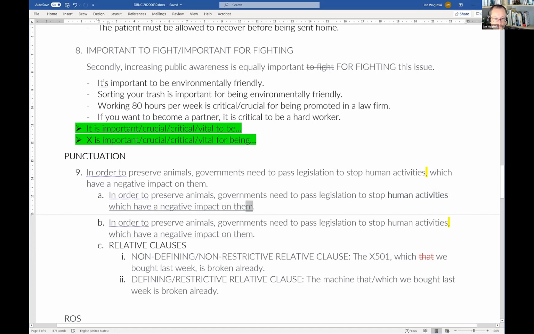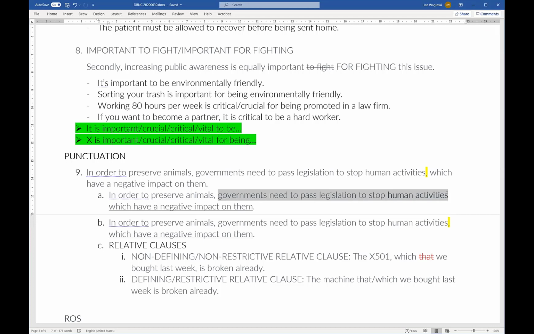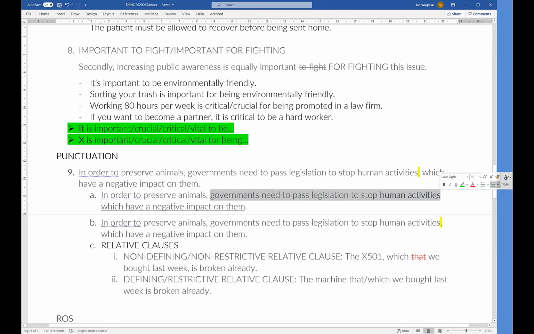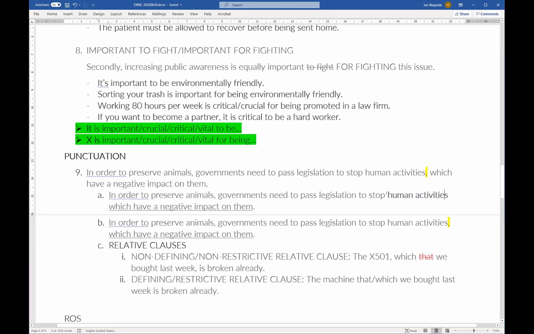So human activities which have a negative impact on them. If we get rid of this, which have a negative impact on them, governments need to pass legislation to stop human activities. What kind of human activities are we talking about? Are we talking about all human activities? Hunting, to stop hunting. Well, we're not talking about all human activities, right? About the impact, negative effect. Yes, we're talking specifically about human activities which have a negative impact on them.